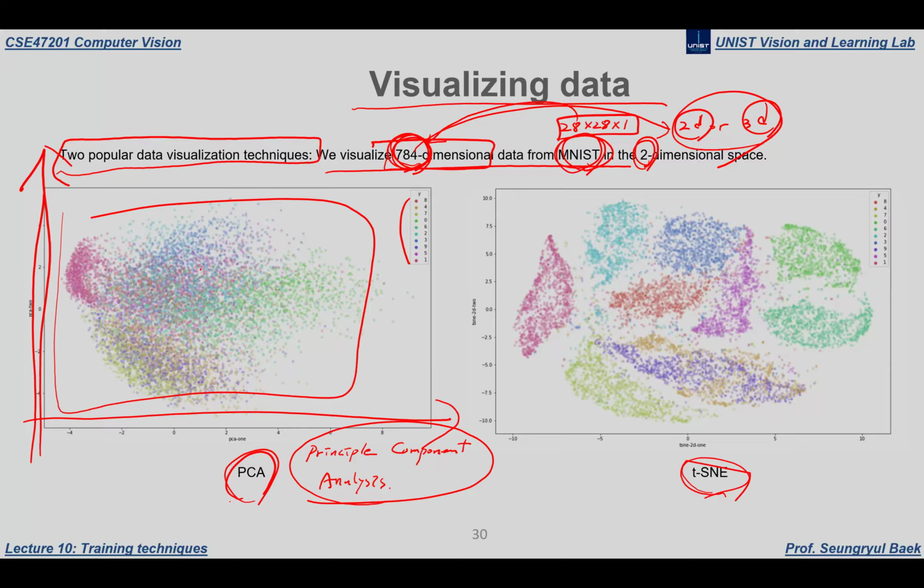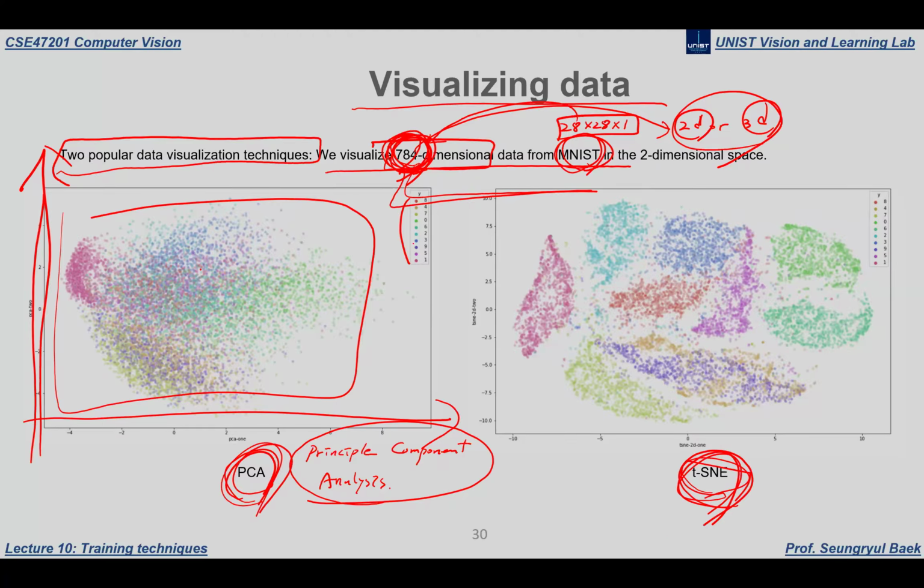So PCA and t-SNE are techniques that can reduce the dimension of the features. Using PCA, we can reduce this high-dimensional feature to two dimensions or to other arbitrary dimensions. Using t-SNE, we can also do a similar thing. But their specific methods are slightly different. That's what PCA and t-SNE do.